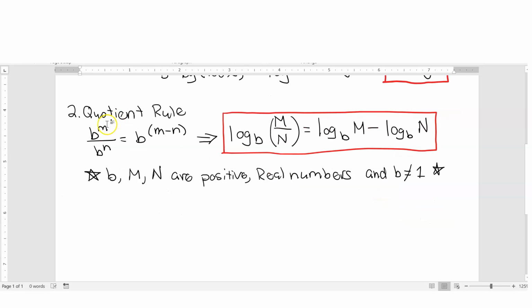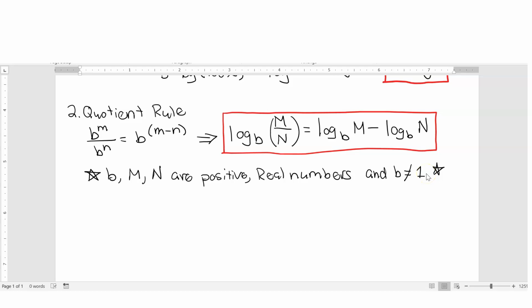The next rule is the quotient rule. If you remember your rules of exponents, if we have some quantity b to the m power divided by b to the n, the bases are the same, we would subtract the exponents. We would have b to the m minus n. So again, logarithms really represent these values m and n. So if we have an expression log to the base b of m divided by n, we can decompose that expression to log to the base b of capital M minus log to the base b of capital N. And just like we saw with the product rule, b, capital M, and capital N have to be positive real numbers, and b cannot equal 1.